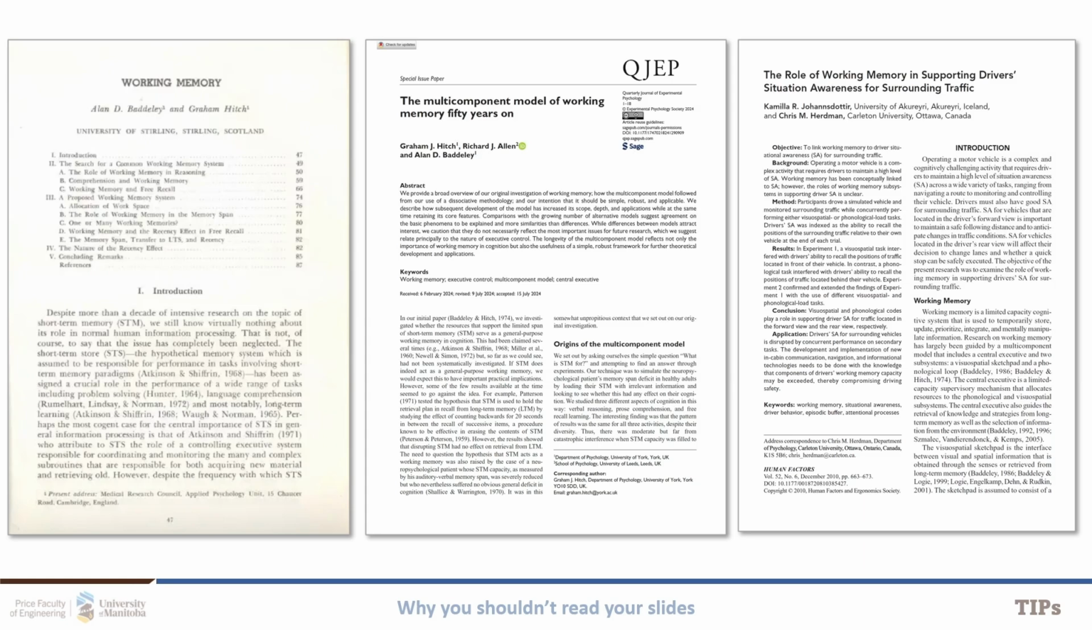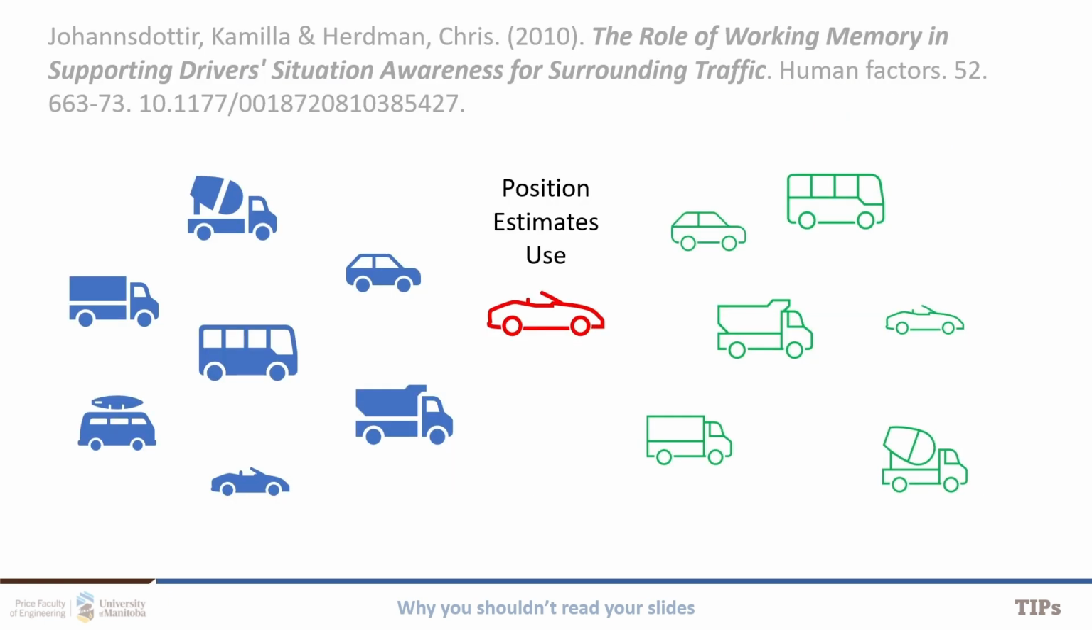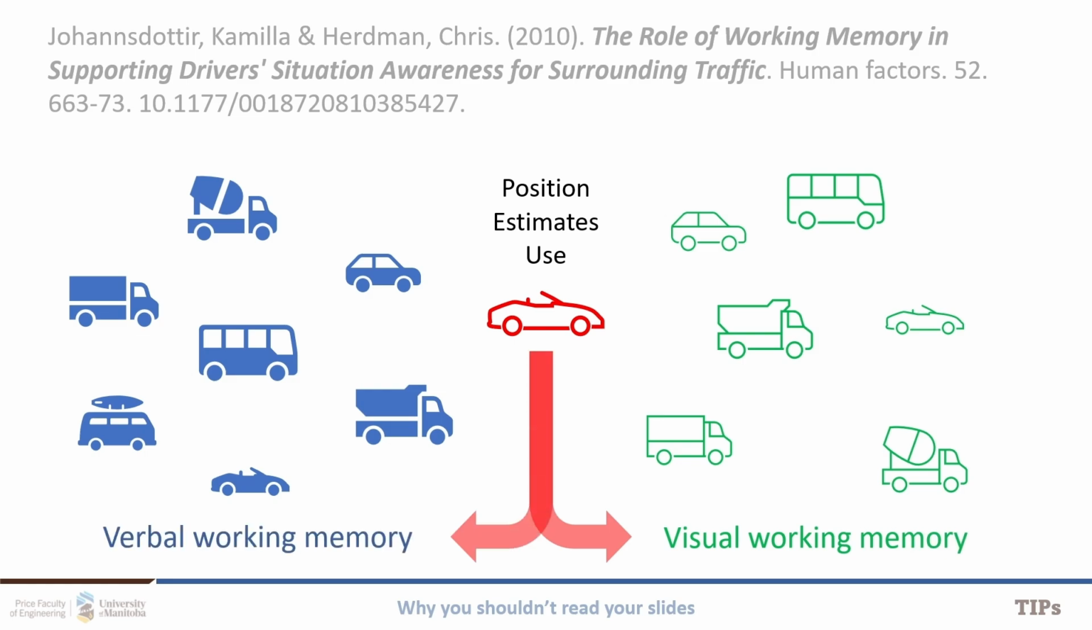Other researchers have experimented on how we use these 2 processes to interact with the world. For example, Johansdotter and Herdman used this to investigate situational awareness in drivers. Using a driving simulator, they found that drivers estimate the position of cars in front of themselves using the visual-spatial sketchpad, which makes sense. We can see those cars. However, drivers estimate the position of cars behind them using the phonological loop.